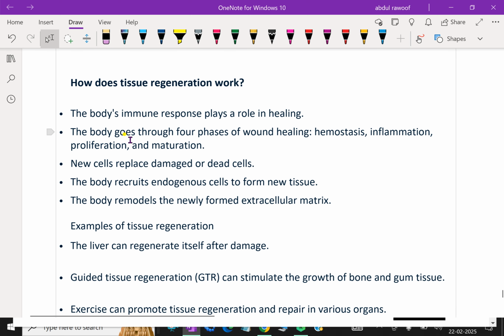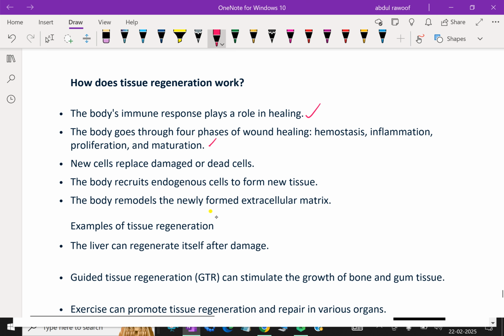The body's immune response plays a role in healing. The body goes through four phases of wound healing: hemostasis, inflammation, proliferation, and maturation.